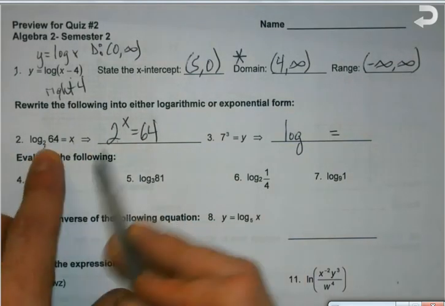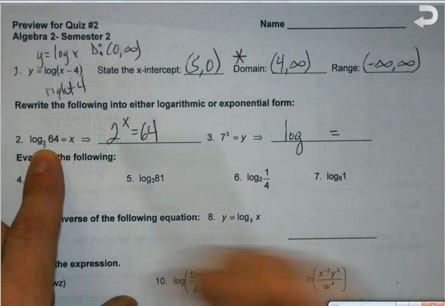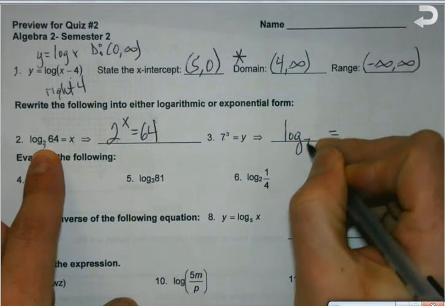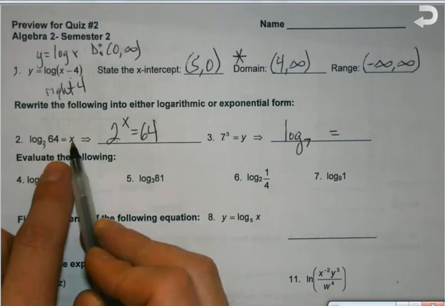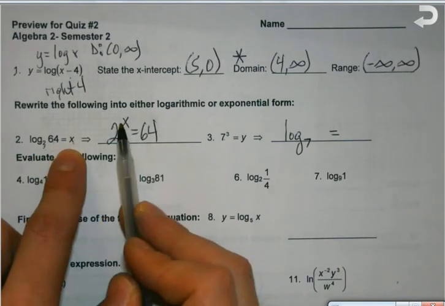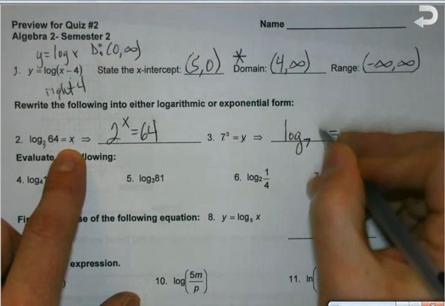My subbase is the base of my answer, so my log will be 7. Let's see what else I knew. My answer of sorts turned into my exponent.